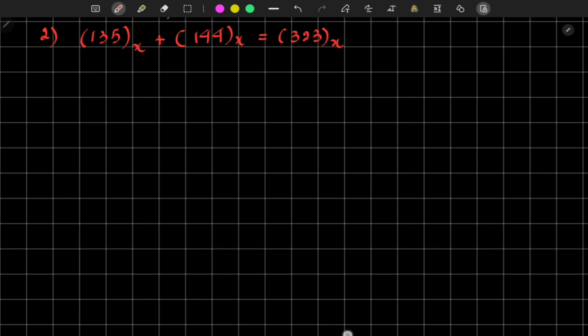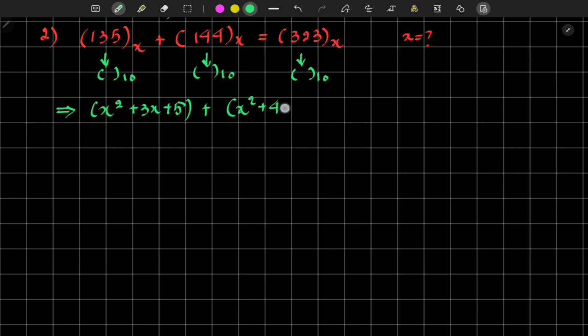The second problem is that we have an equation where we have different numbers and all the numbers are in the same base, that is x, and what we need to do is find x here. Again, the procedure will remain the same: we convert this into base 10, this also to base 10, and this also to base 10, and analyze the equation. So calculating this equation, we will see that x square plus 3x plus 5 plus x square plus 4x plus 4 is equal to 3x square plus 2x plus 3.